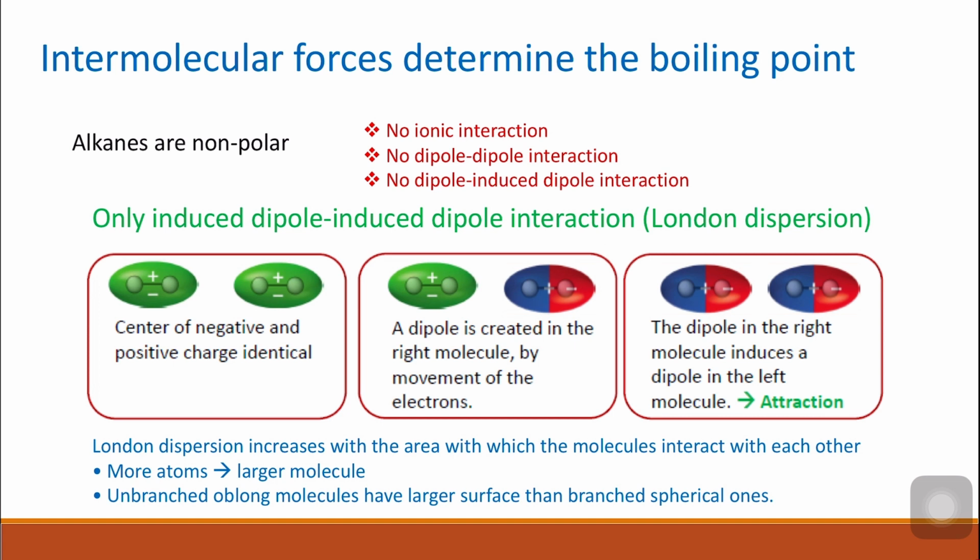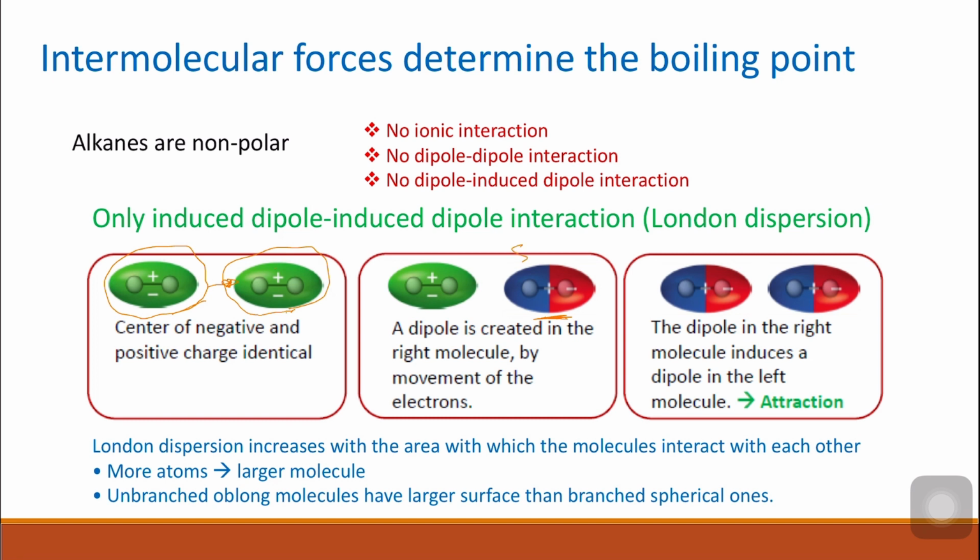So how does this kind of interaction take place? You have two bonds next to each other in two different molecules. Each bond will have a center of negative and positive charge identical to each other. There are no partially positive or partially negative charges at all. It's completely uncharged. But what happens when they come in close proximity to each other? One of them will induce the formation of a dipole in the other.